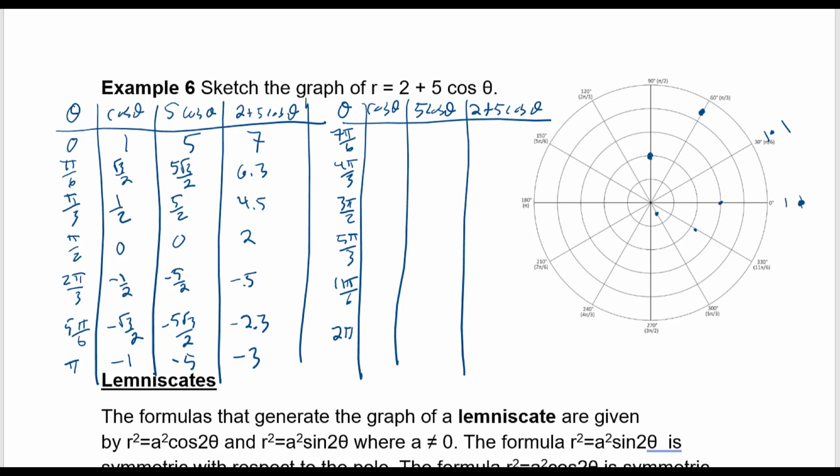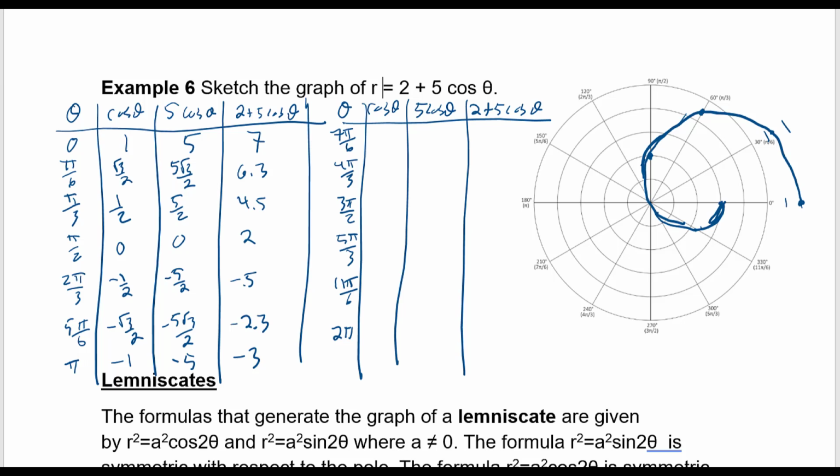So we see this beginning part, and we'll continue plotting the points. I'll calculate the points out. I think it's interesting to see this develop. So you see we're getting this inner loop here. There we go. Okay, so then we'll continue on.